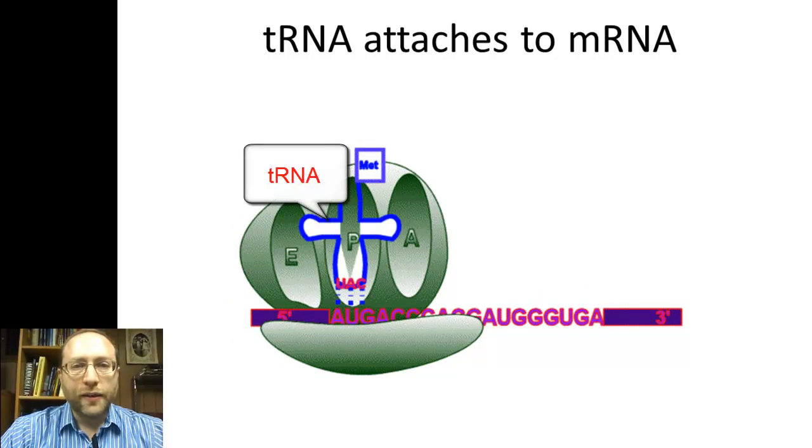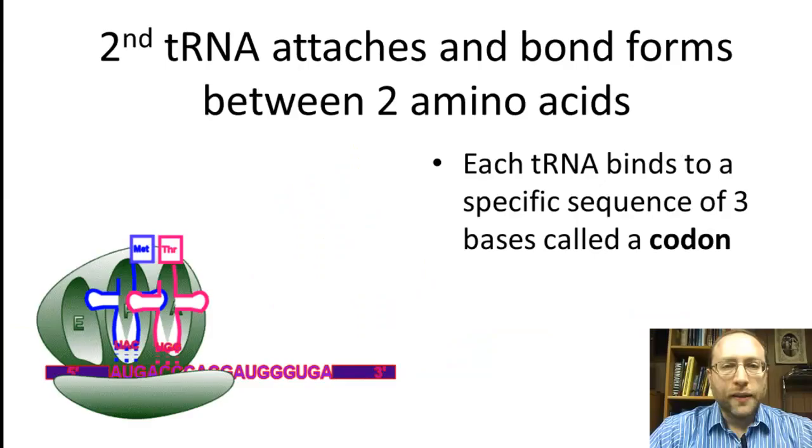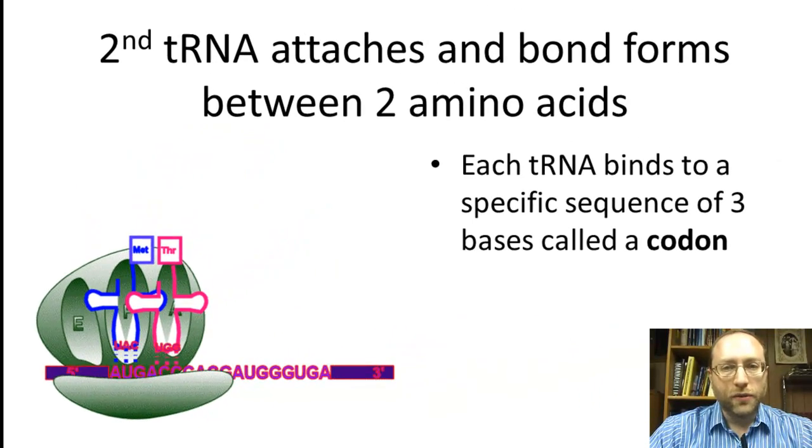After that, the tRNA comes in and attaches to the mRNA, and you see how one end will bind to the mRNA, and on the other end, the MET is an amino acid. And then a second tRNA comes in and attaches, and a bond forms between the two amino acids. And you see how it also has three base sequences that bind to three base sequences in the mRNA. These three base sequences are called codons.